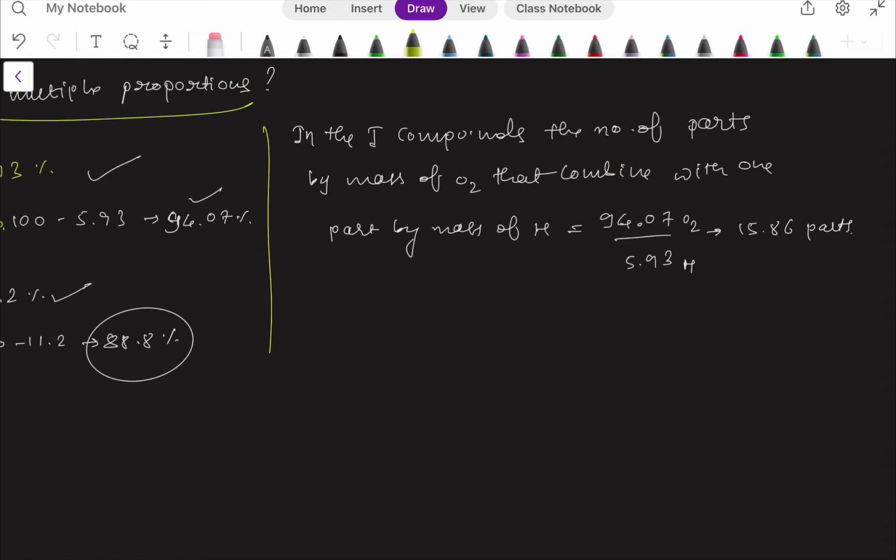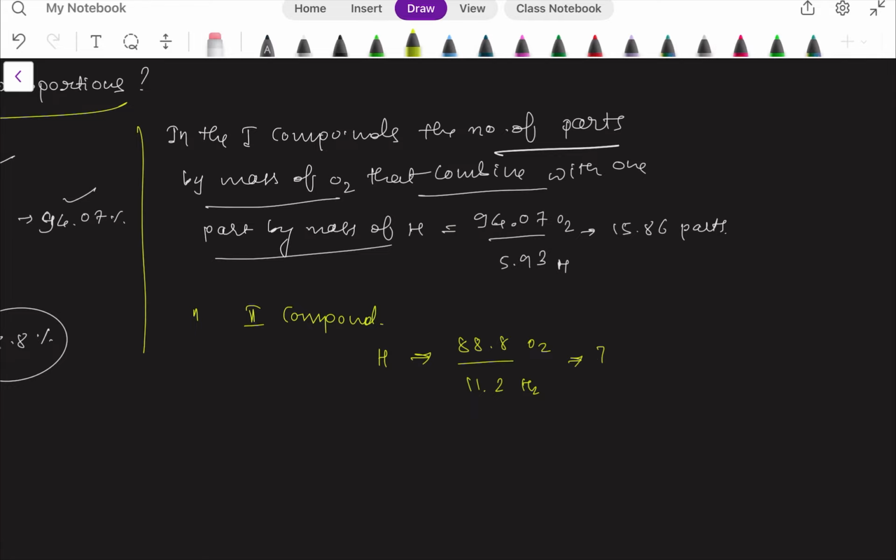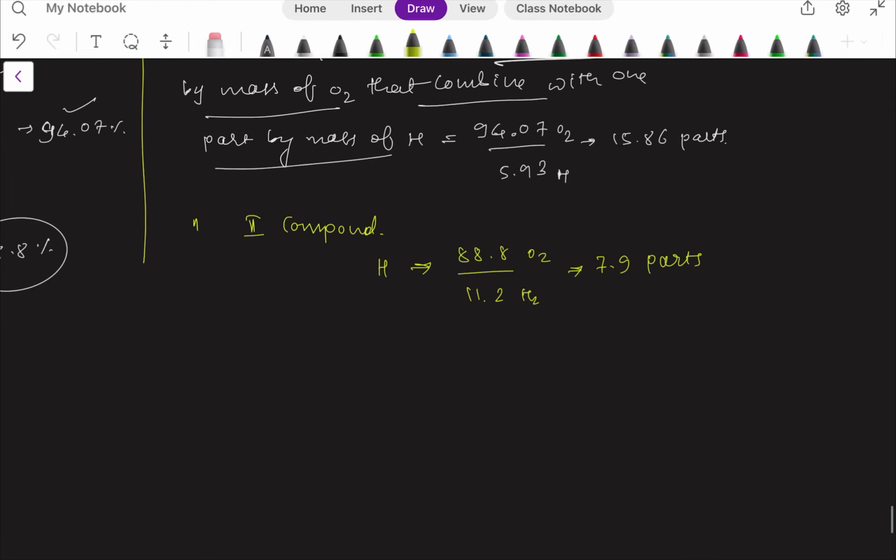Here same thing. In the second compound, or in the second case, the number of parts by mass of oxygen that combine with one part by mass of hydrogen. How much is it in the second case? 88.8 is oxygen's, so whose is 11.2? Hydrogen's. So here we will get 7.9 by 1 parts, right?